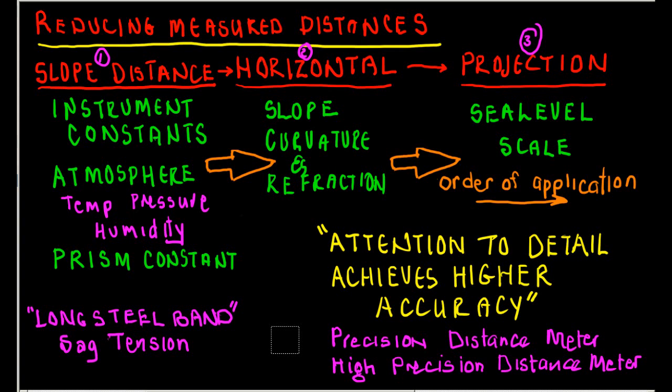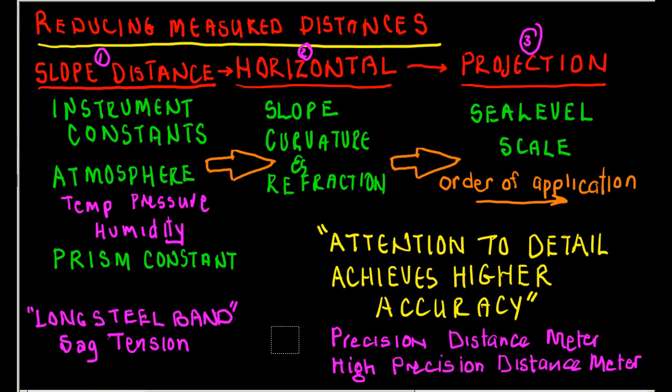However, attention to detail is what we need to achieve higher accuracy. So if we are in particular circumstances required to measure distances at a very high accuracy, one of the things that we can do with the general equipment that we use is to apply our corrections more carefully and more thoroughly and more methodically, rather than just take what we get from the machine.